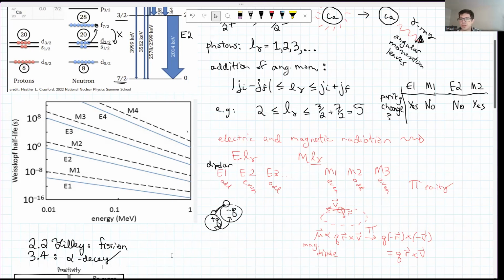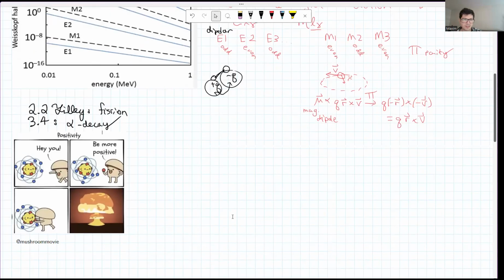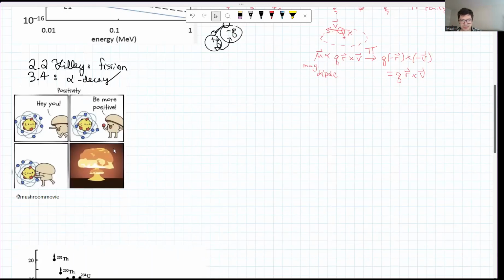So fission is when you have very large nuclei and they spontaneously break up into pieces. As it turns out, there's this cartoon: it's a big nucleus, and you have this mushroom guy trying to shove a proton into there, and it causes an explosion. So that's spontaneous fission. And it can actually be understood through the liquid droplet model.